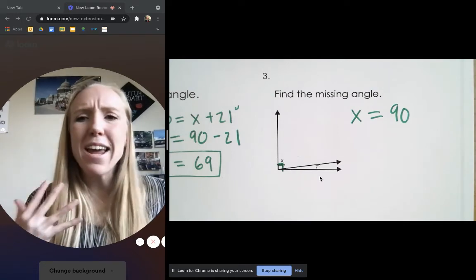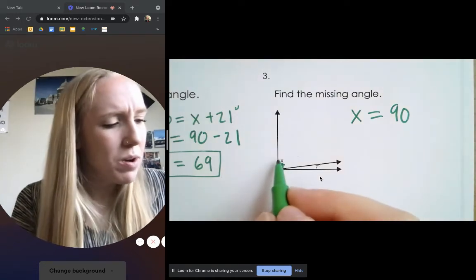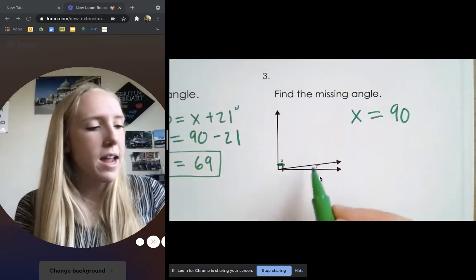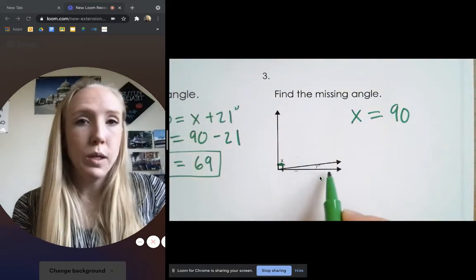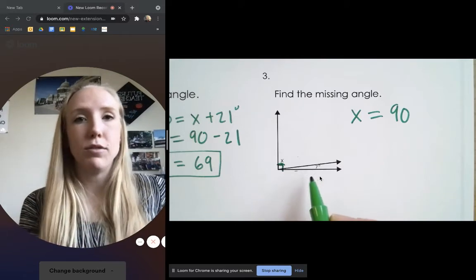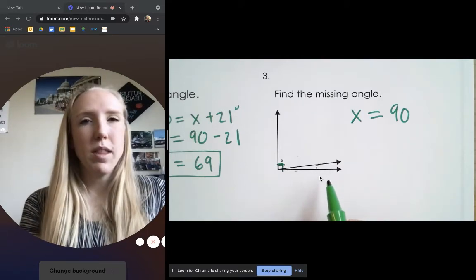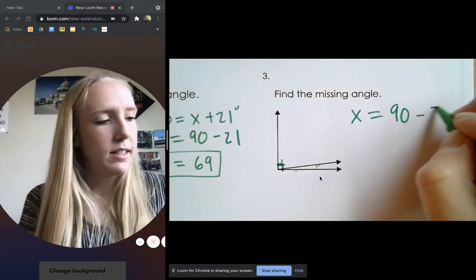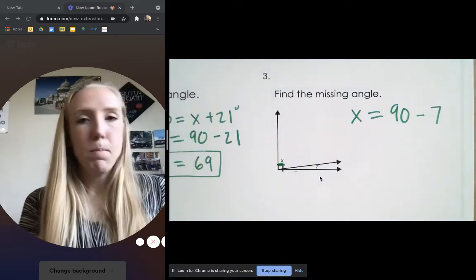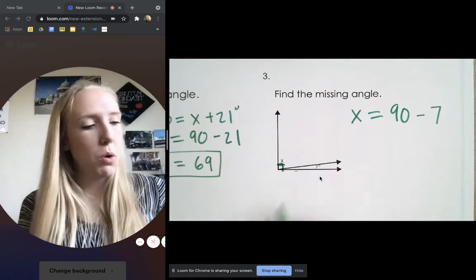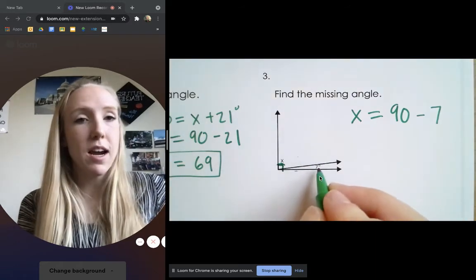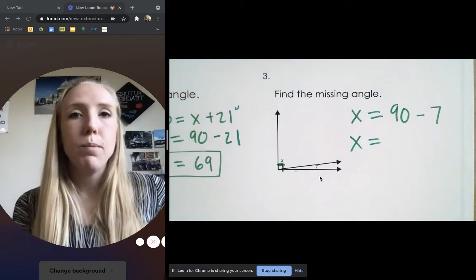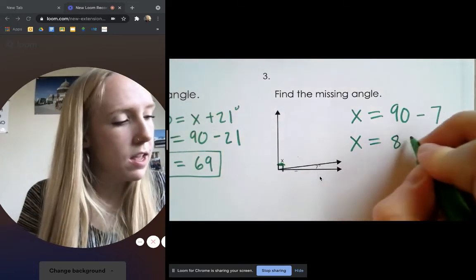And then what are we taking away to figure out x? We know that this whole thing is 90, but we want to take something away, the part that we know, to just get x by itself. What would that be? We want to take away 7, because the whole thing is 90 and 7 is right there. So x has to equal 90 minus 7, which would be 83.